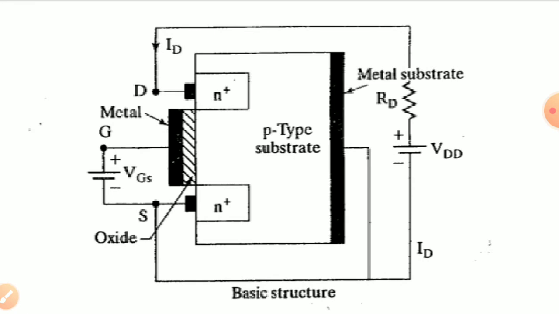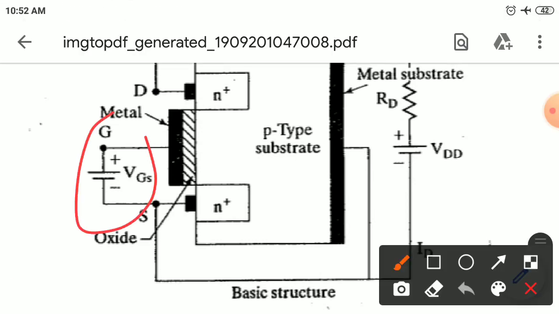Once again, the gate-source voltage is positive. When it is positive, an induced voltage attracts the electrons from the p substrate, and they accumulate beneath the oxide layer.